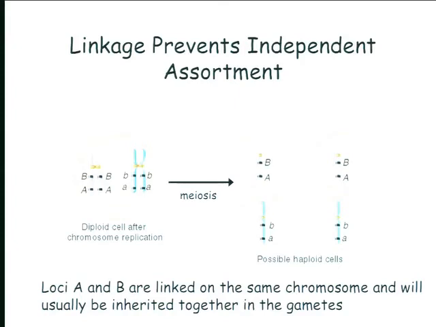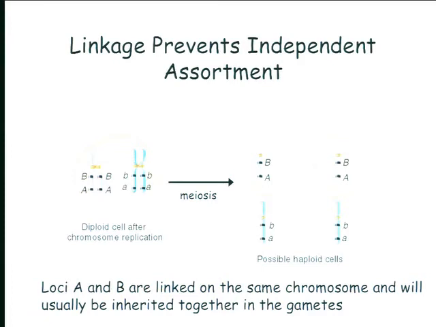So this is just a schematic of how linkage prevents independent assortment. So here's a diploid cell after the chromosomes have replicated. Here is one chromosome with the 2 sister chromatids, and here's the second chromosome from the other parent with the 2 sister chromatids. And in this case, we have homozygous dominant alleles. Here we have homozygous recessive alleles being provided by each of the parents.